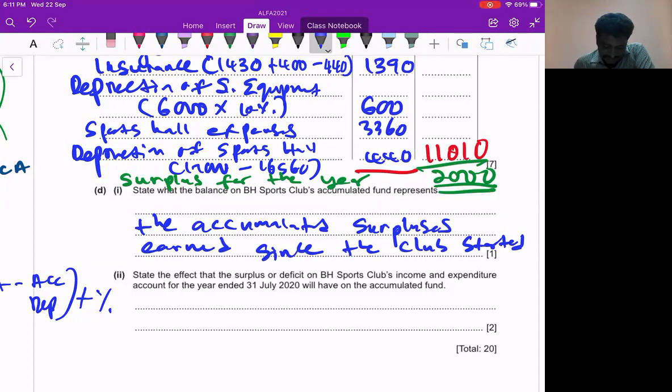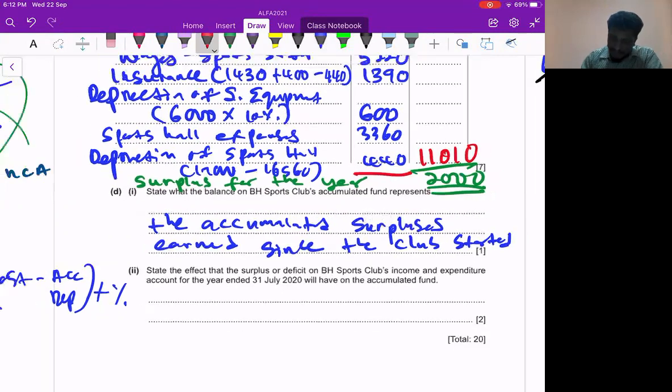Okay, next one. State the effect the surplus or deficit of the BH Sports Club income and expenditure account for the year ended 31st July 2020 will have on the accumulated fund. So this one will be 2000, right? There will be an increase of 2000. Your accumulated fund will increase by 2000. Can or not? Very simple, this question.